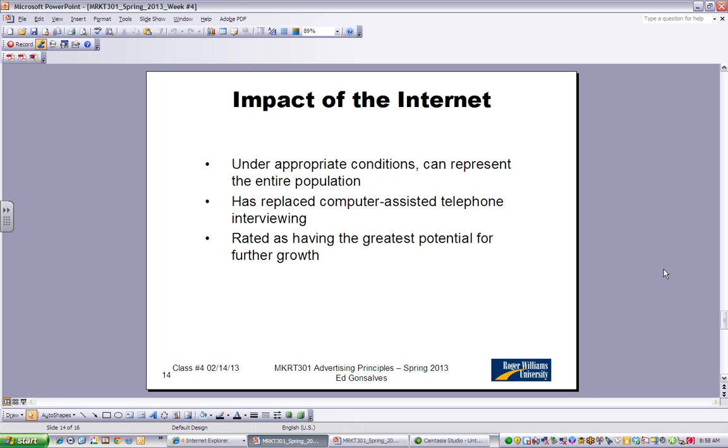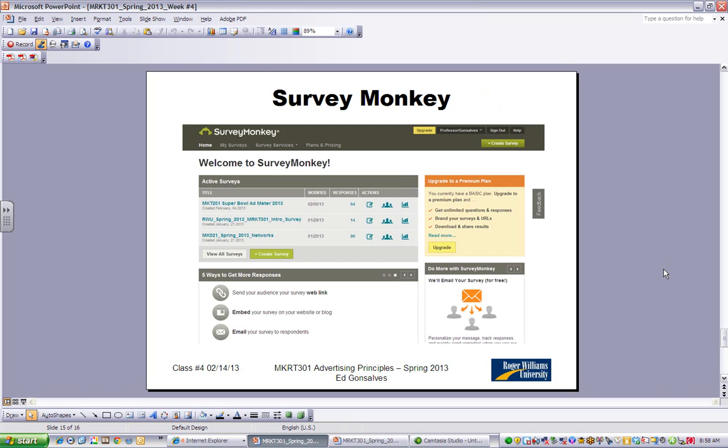The internet has, as it has with many things, provided some great opportunities for cost efficiencies and scale in terms of accessing people on a very efficient platform. So it's really seen by many as the greatest potential for future growth in terms of market research. It can be a little unwieldy in terms of managing it, but it has shown the most promise for sure. So this is a screenshot of SurveyMonkey.